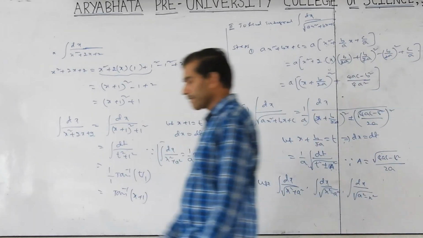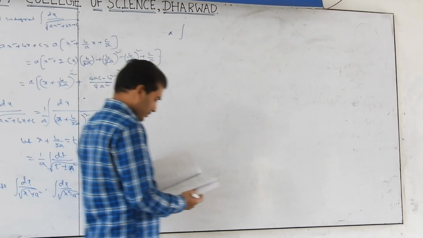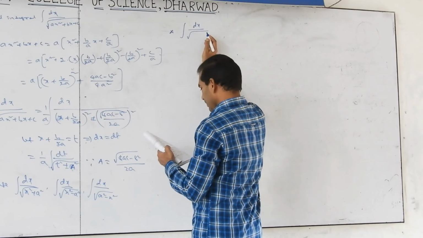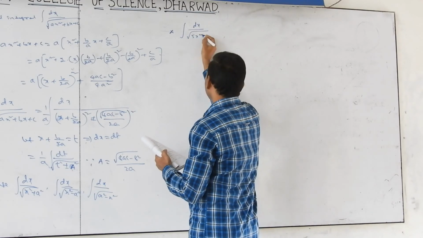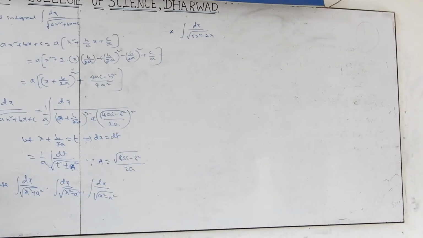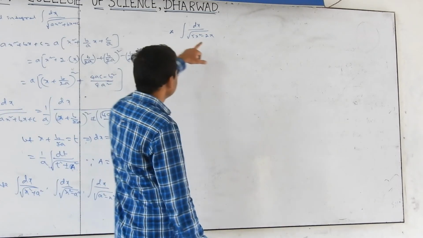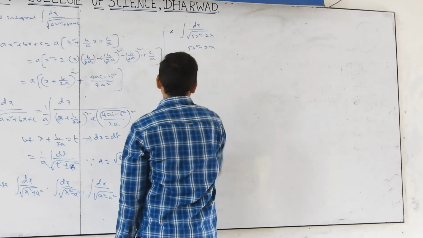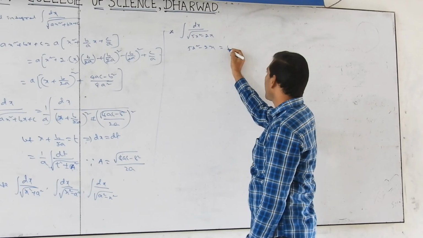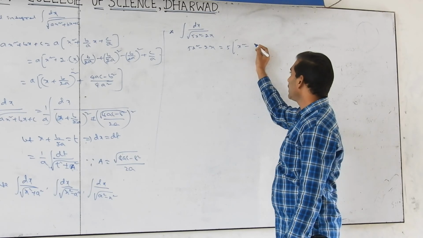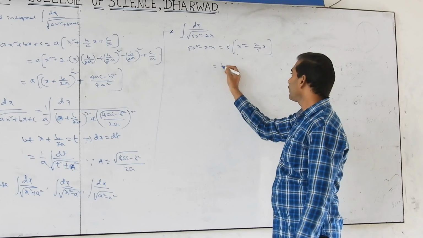Next problem: integration of dx by square root of 5x square minus 2x. This contains the form ax square plus bx plus c, where c is 0 here. First simplify 5x square minus 2x. What to take common first? 5, because the coefficient of x square should be made 1. So 5 into x square minus 2 by 5 x.